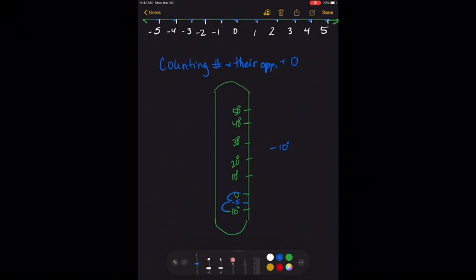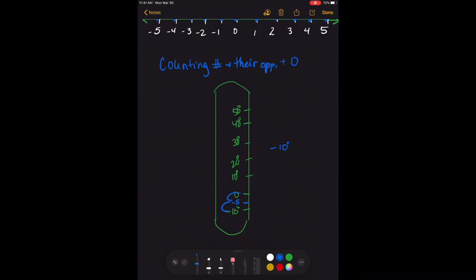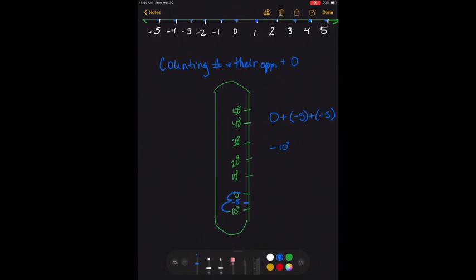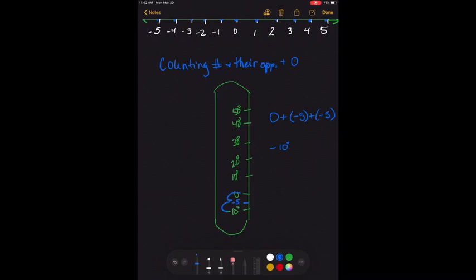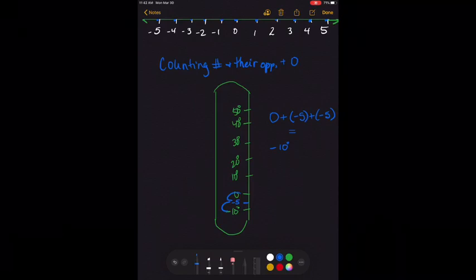Now, how could we write that as an equation? So it starts at 0, and then it goes down 5 degrees, so plus a -5 degrees. Then it drops 5 degrees more, plus -5 degrees. So when we look at the thermometer, it's kind of easy to see that it's -10, but when we look at an equation, it can feel a little bit confusing, but we're going to be adding positive and negative numbers now. So you can see when we add two negative numbers like this, our result is a negative number. We add them together and our result is negative.